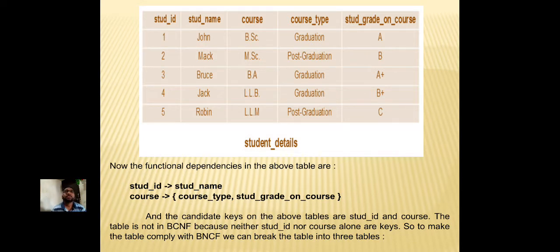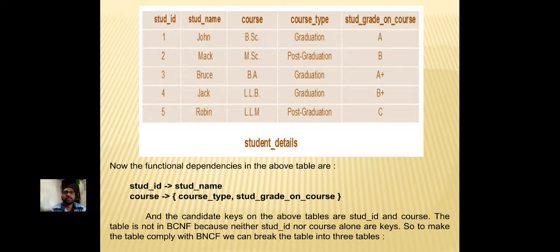Previous lecture is continued: normalization and normal forms. So here is a table with student ID, student name, course type, and student grade on course, the student detail table. Now the functional dependencies in the above table are: student ID determines student name, course determines course type, and student ID and course determine student grade. The candidate key on the above table is student ID and course. The table is not in BCNF because neither student ID nor course alone is a key.